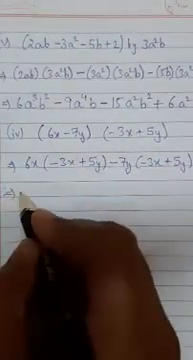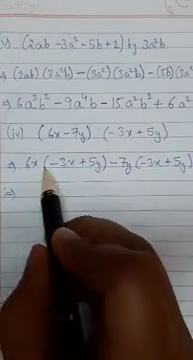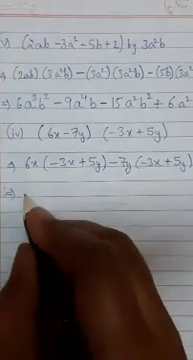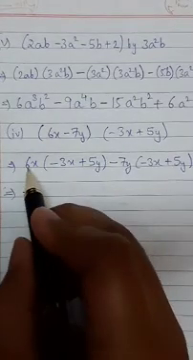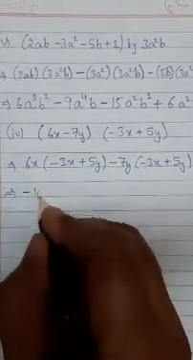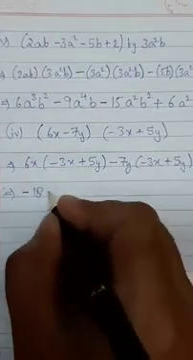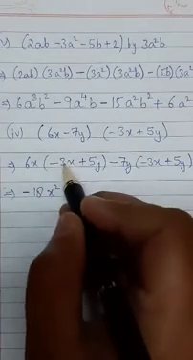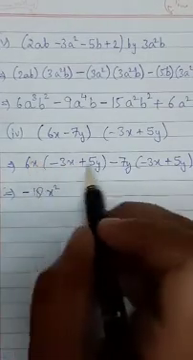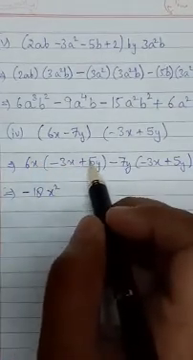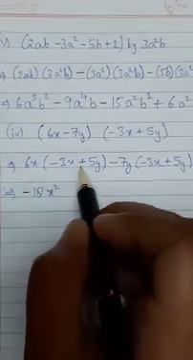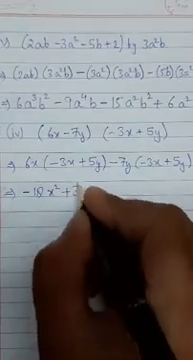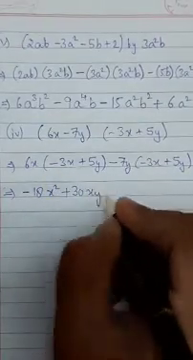So moving ahead with the multiplication now, 6x will be multiplied to minus 3x first. Plus into minus, the sign multiplication gives you minus. 6 into 3 is 18. X into x is x square. So 6x got multiplied to the first term of the second bracket. Now 6x will also get multiplied to the second term of the bracket along with its sign. Plus into plus will give you plus. 6 into 5 is 30. X into y is xy.